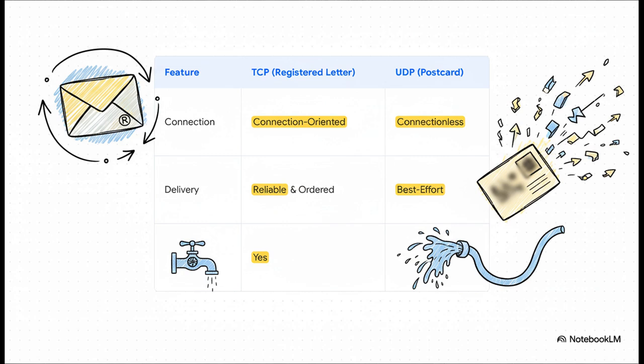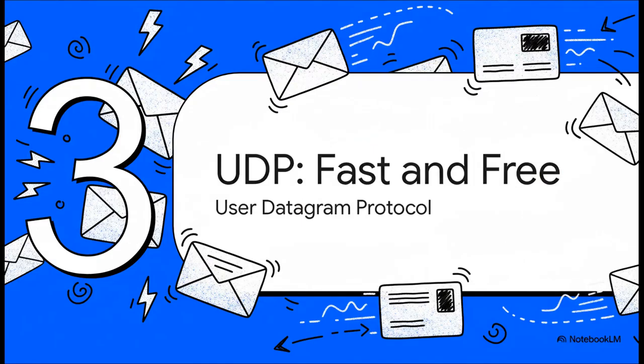Now, look at UDP, our postcard. It's connectionless. No phone call, no handshake, it just sends. It gives it its best effort, but there are zero guarantees. If a piece gets lost, oh well. It's pure, unadulterated speed. So for the rest of our time here, we're going to focus on that postcard, UDP, because it might sound kind of flaky, right? Best effort. But you'll see that its so-called unreliability is actually its secret weapon. It's what makes it so incredibly useful.